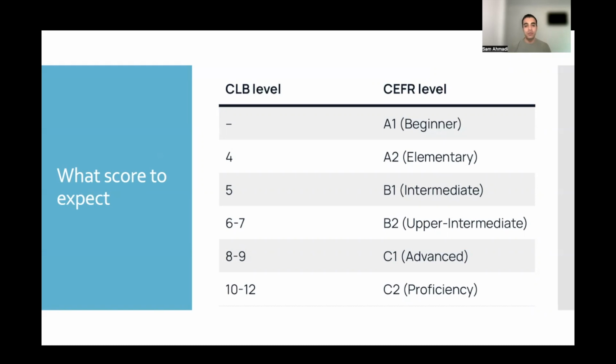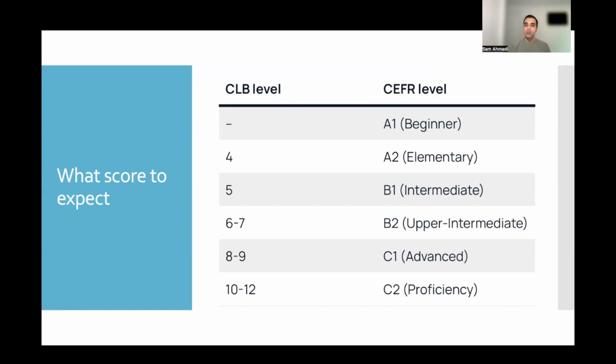But most people that I meet need a CLB 8 or above. So what if you need a CLB 9, which is one of the most common scores that students require? For that, you would need to have a C1 or an advanced level of proficiency. And if you're aiming for a CLB 10 or above, you need to ensure that your level is at least at the C2 or proficiency level.